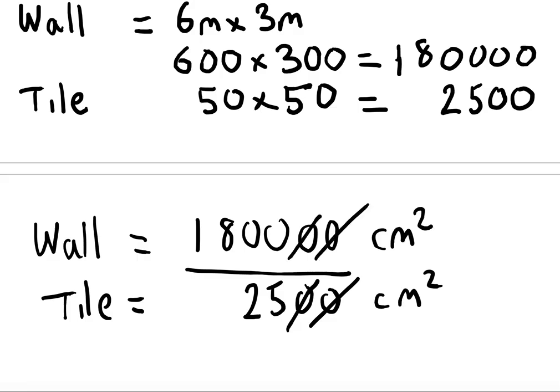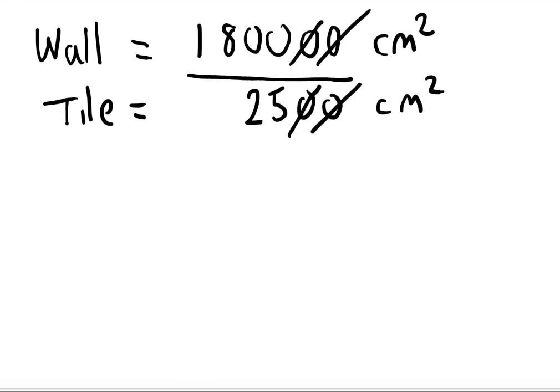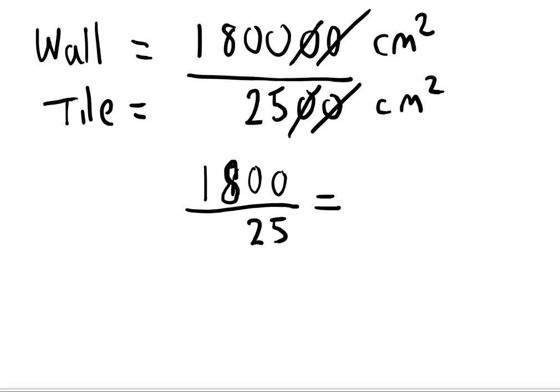So now I'm just going to scroll down a little bit further. We have 1,800 over 25, which equals how many 25s? If you can do it on a calculator, it equals 72. That value of 72 means we need 72 tiles to tile the wall.